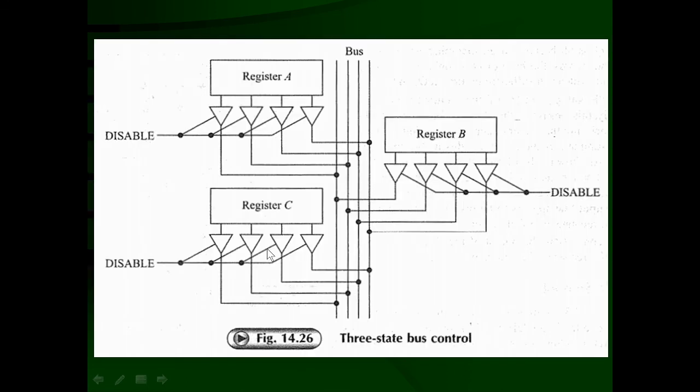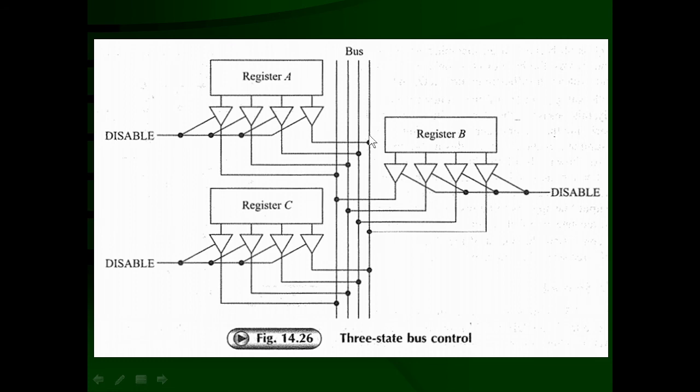Here, in this example, there are three registers given: register A, register B, and register C. They are 4-bit registers. These are the outputs of the 4-bit registers. These are the tri-state devices, non-inverting buffers. You can see that the output of the shift register is connected to the input of the non-inverting buffer A. Similarly here, and similarly here. And the output of the non-inverting buffer is connected to this transmission line.